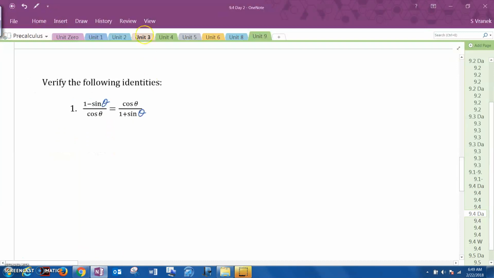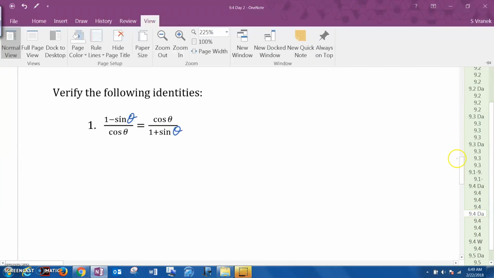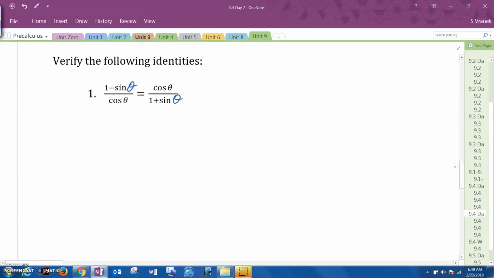So the first one is I have 1 minus sine theta over cosine equals cosine over 1 plus sine. So I look at this and I see that I need a cosine on the top. I'm trying to get the left side to look like the right side. So I know that the right side has a cosine on the top, so I'm going to try to match that by multiplying the top by cosine theta. And you have to multiply the bottom by cosine theta as well. So then I get cosine of theta times 1 minus sine of theta over cosine squared of theta.